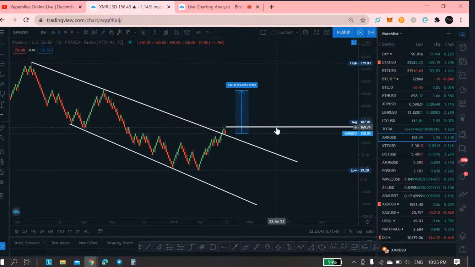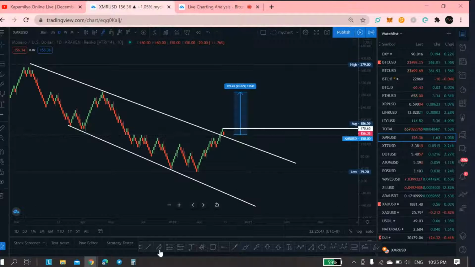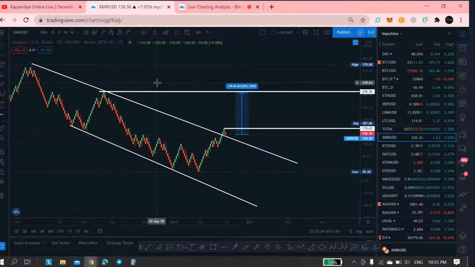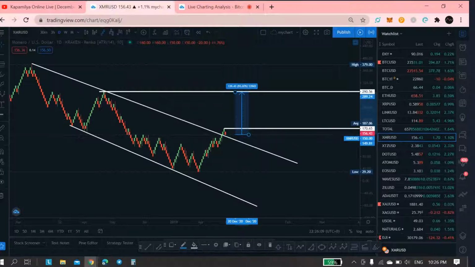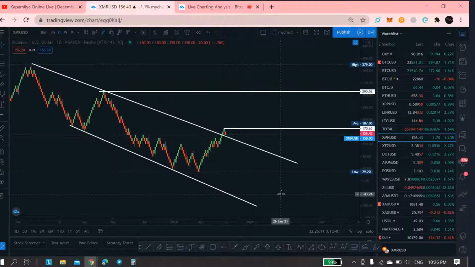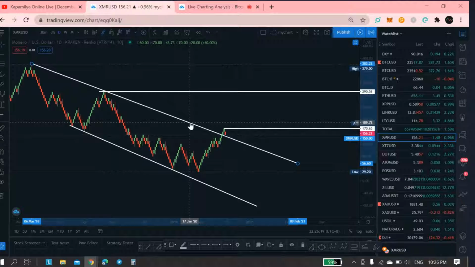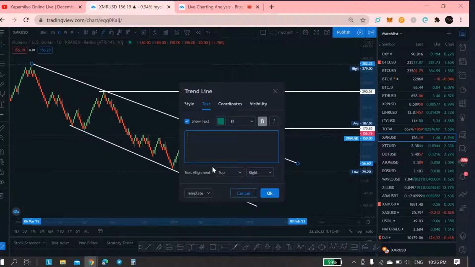A breakout above this 170 area could possibly retest the previous highs, which is $290, because I cannot see any resistance here except for this one. So this is the resistance I'm looking at. And this is the immediate support I'm looking at: this long-term resistance trend line now becomes the support area. So this is the long-term support area.